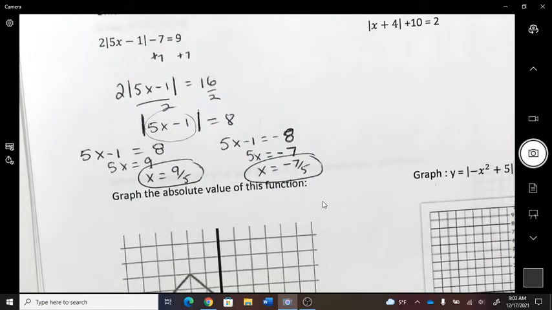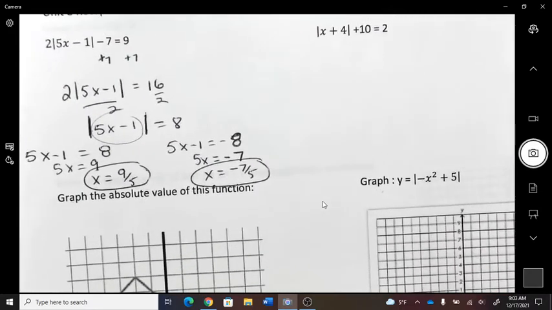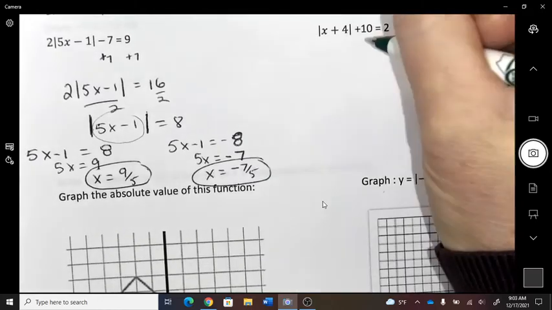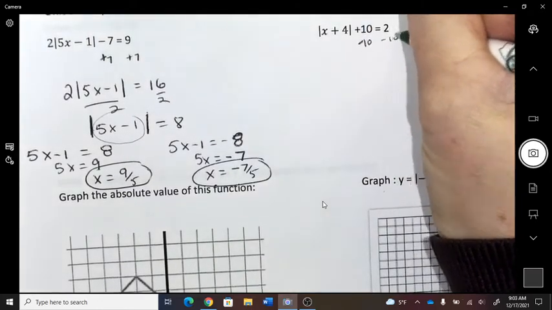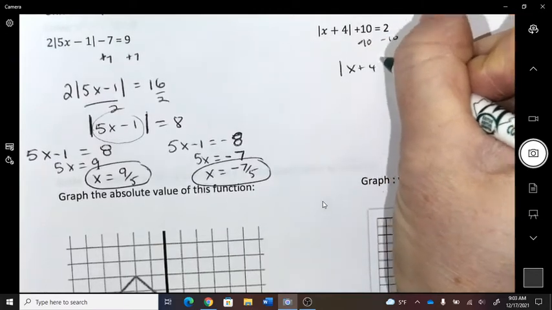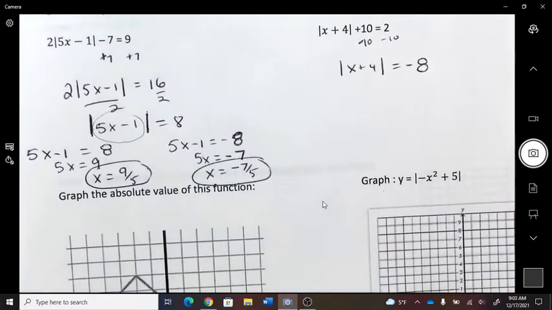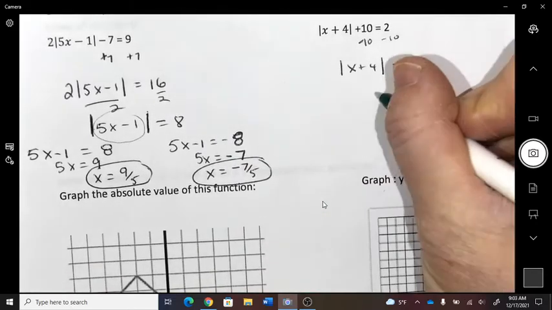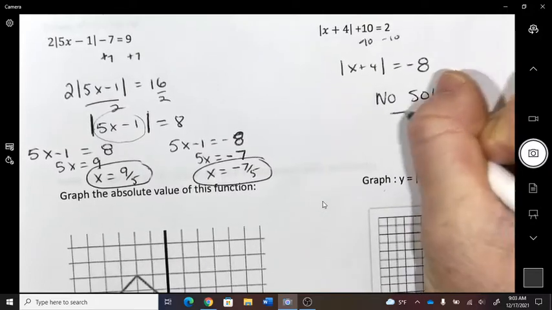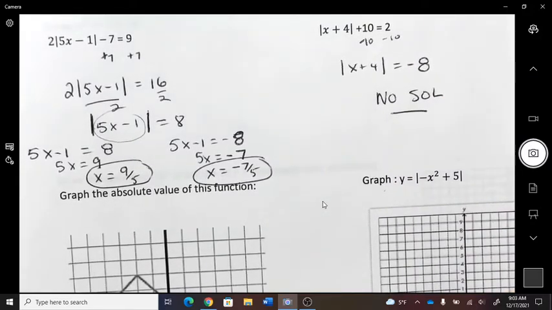Okay. Number 2, so algebra first to get it alone, so we're going to have to subtract 10. Okay, what do you know about absolutes? They can't be negative, so we're going to have no solution on this one. Because the absolute of 8 would be 8, the absolute of -8 would be 8. There's no way we could get that to be a -8.